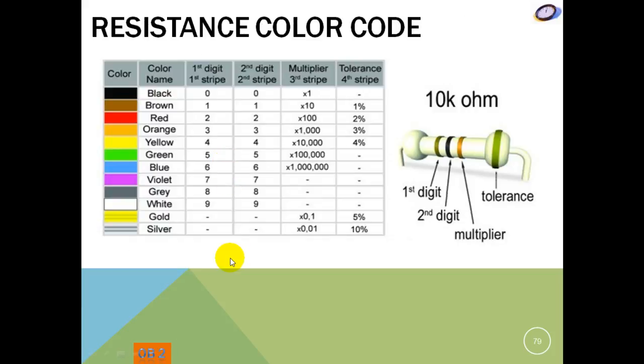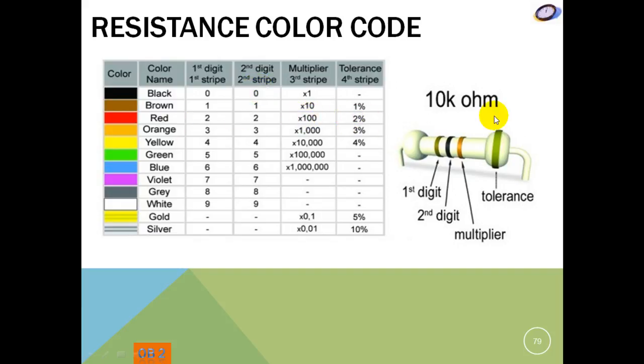This is a color code for a three-band resistor. So you see 3 bands and then 1 out here. That's for the tolerance. Here you can see the first digit, second digit, and the multiplier. If you wanted a 100 ohm resistor, you would be brown, black, times 100, which is red. So brown, black, red would be a 100 ohm resistor.